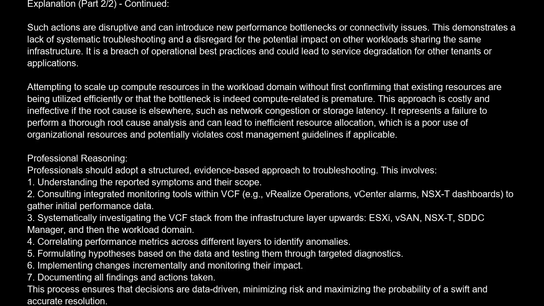6. Implementing changes incrementally and monitoring their impact. 7. Documenting all findings and actions taken. This process ensures that decisions are data-driven, minimizing risk and maximizing the probability of a swift and accurate resolution.